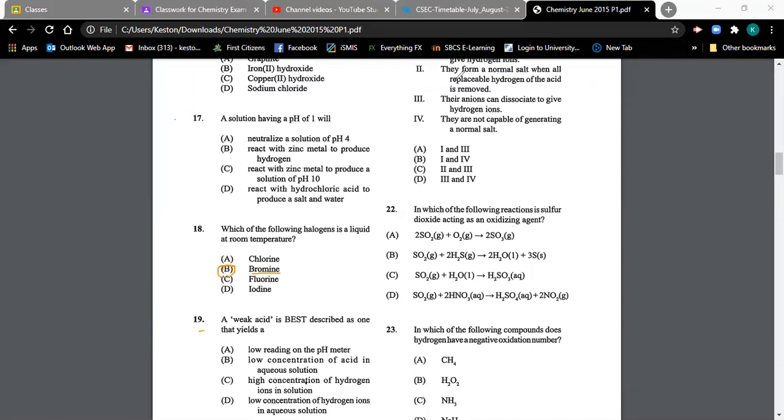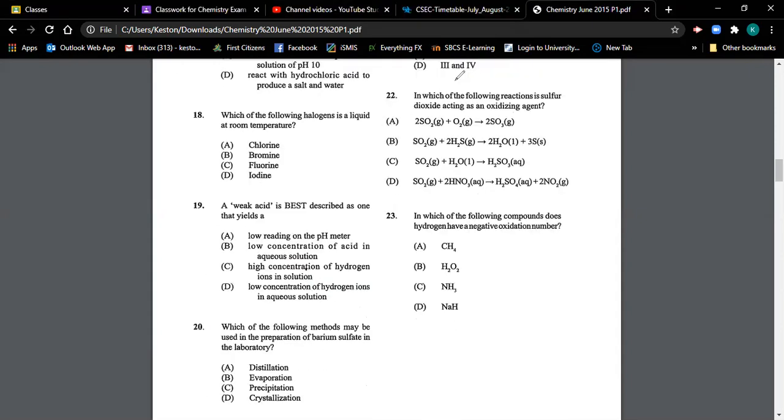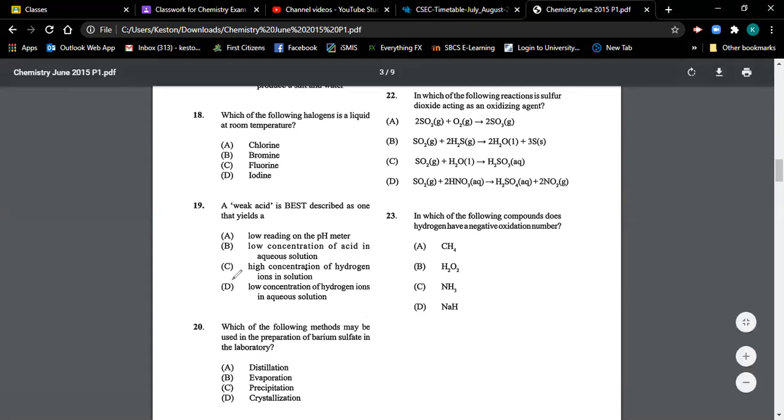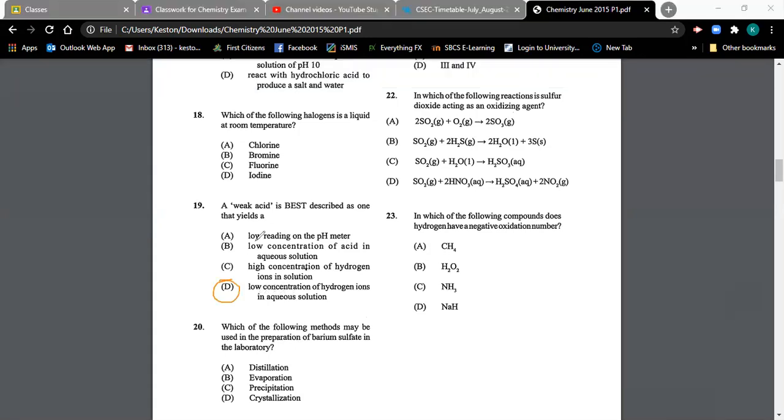A weak acid is best described as one that yields a low reading on the pH meter, low concentration of acid in aqueous solution, high concentration of hydrogen ions in solution, or low concentration of hydrogen ions in aqueous solution. When we're talking about strong and weak acids, we're really referring to the concentration of hydrogen ions. So a strong acid would have a high concentration, a weak would have a low concentration. So the correct answer for this one would be D, right?